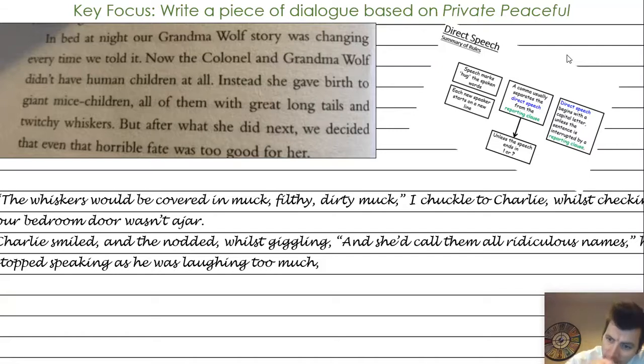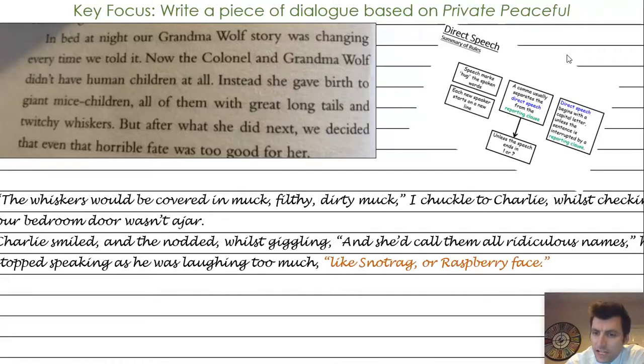As we carry on, Charlie smiled. Charlie's going to be a new speaker, therefore we have a new speaker, new line. Charlie smiled and then nodded, it should say. Sorry, that's a mistake. "And she'd call them all ridiculous names." He stopped speaking as he was laughing too much. So he started with "and": "And she'd call them all ridiculous names." And he's laughing too much, so we've got that stopping of speaking. The reporting clause was already happening, and he's stopping speaking.